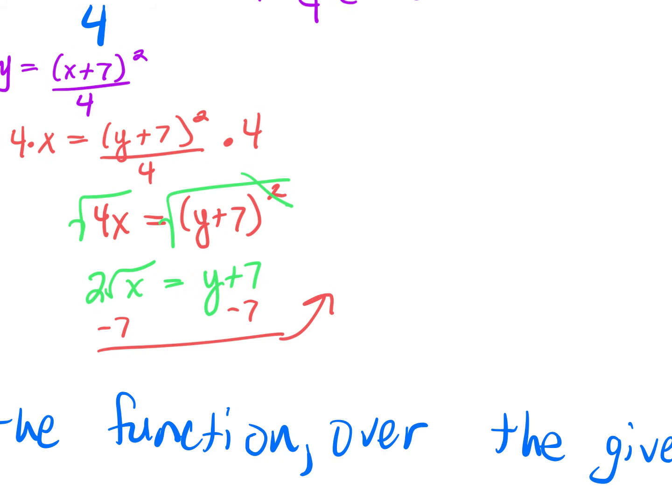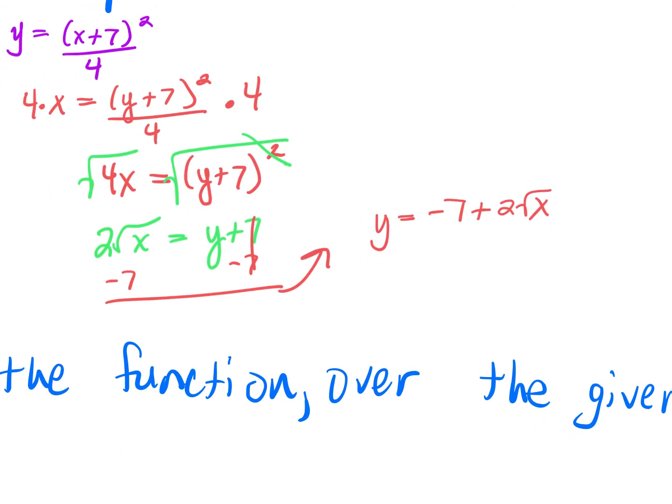I have y equals, you can either write negative 7 plus 2 root x, or you can say, and I'll write it with my inverse notation, 2 root x minus 7. Either way is totally fine with me, guys.